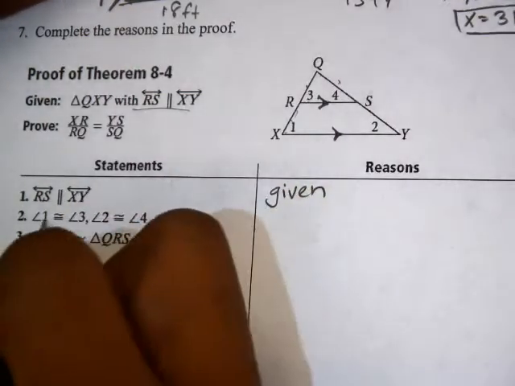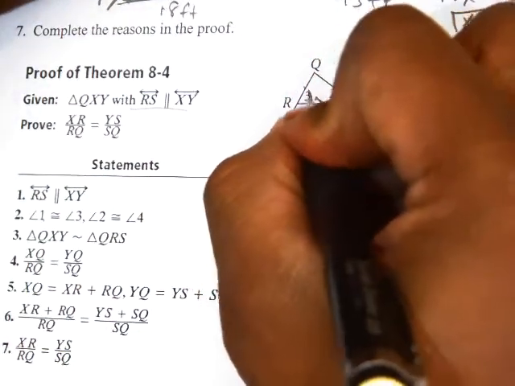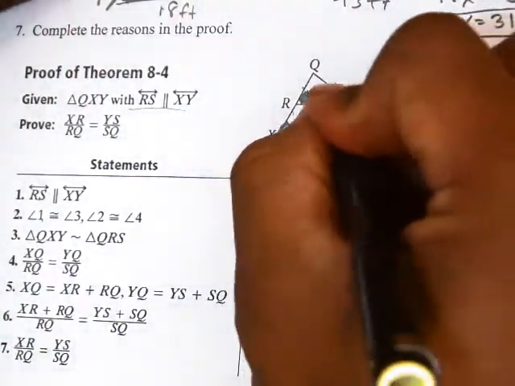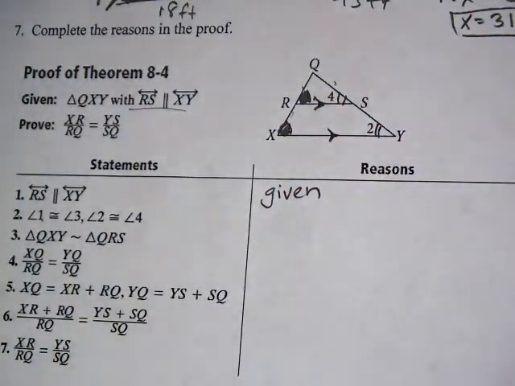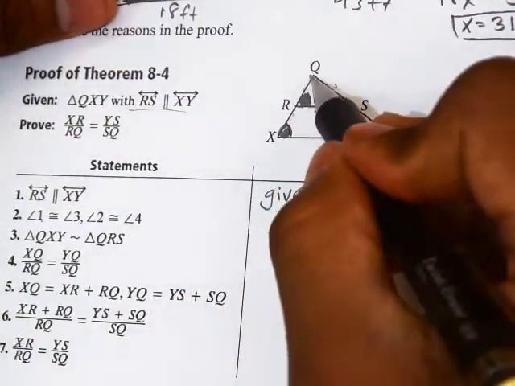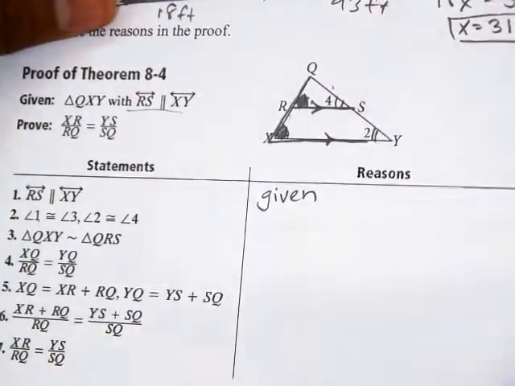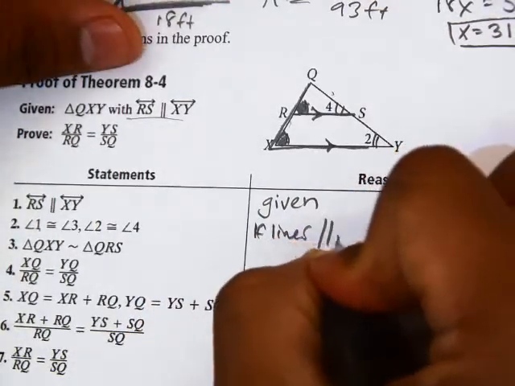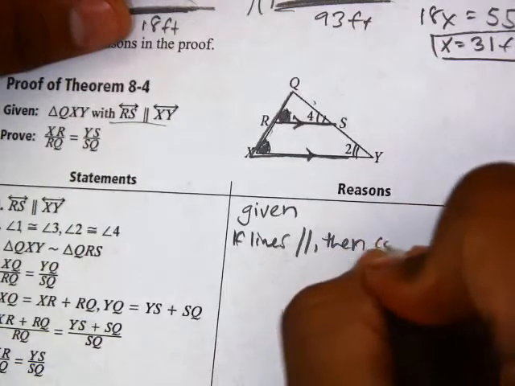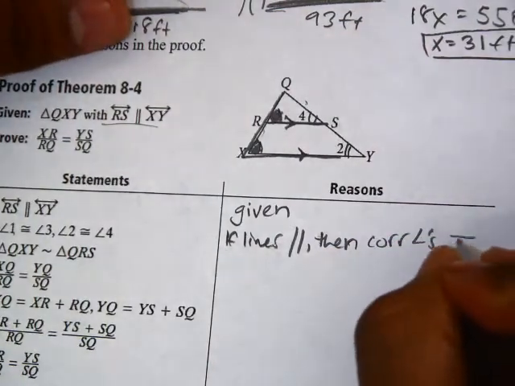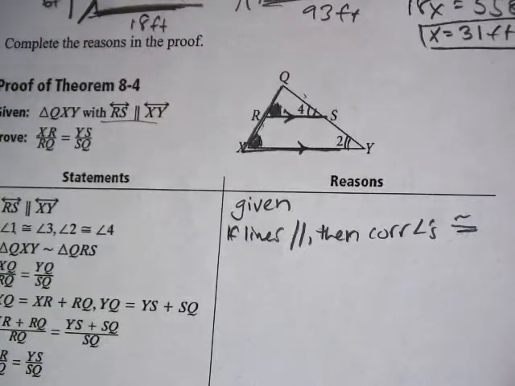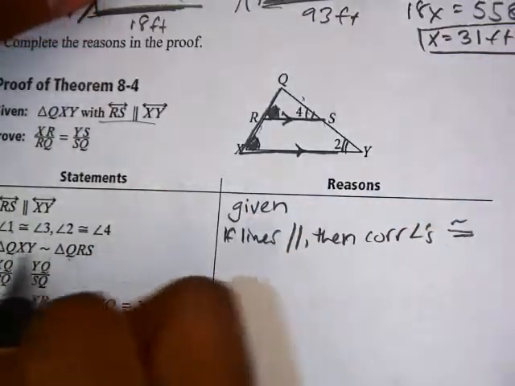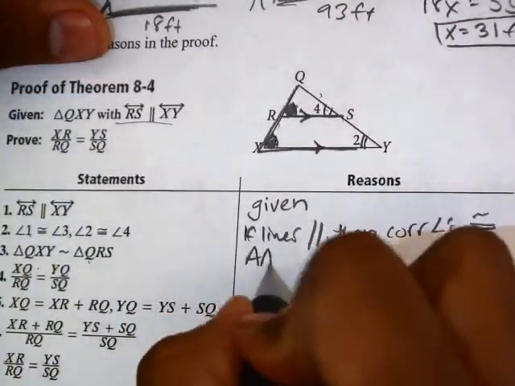The second statement says that angle 1 is equal to angle 3. These angles are equal. And that also angle 2 is equal to angle 4. Why? The reason? Well, since we have parallel lines and they form these corresponding angles. So if lines are parallel, then the corresponding angles are congruent or equal. And since we have two pairs of angles being congruent, the triangle is similar by angle-angle similarity.